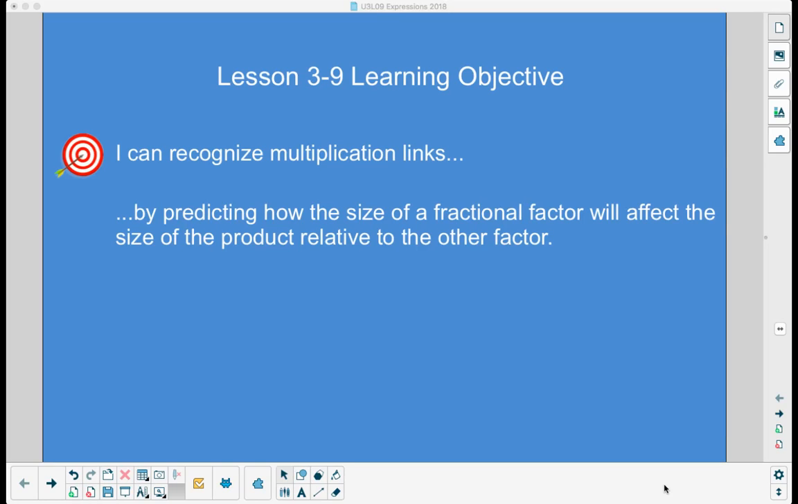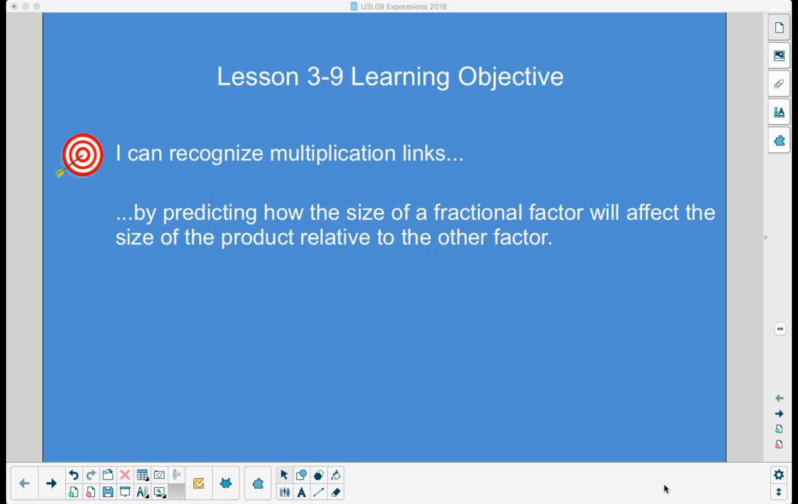Miss Goobrood's gremlins are still in her computer, so I'm doing Unit 3, Lesson 9 for you. I can recognize multiplication links. Start to really work on getting an understanding of what multiplying with fractions really means. It makes it so much easier.